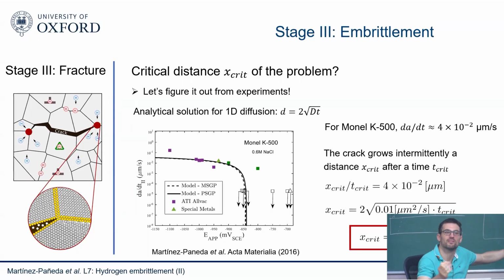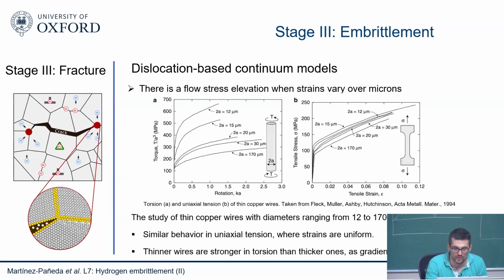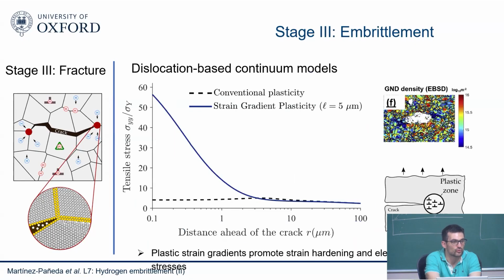If it was 10 millimeters, then it wouldn't matter, but because it's 1 micron, it matters. So again, we need to consider those gradient plasticity models. You bring those into the picture, and you see that the stresses are big enough.